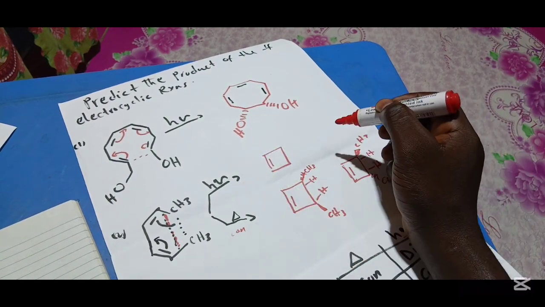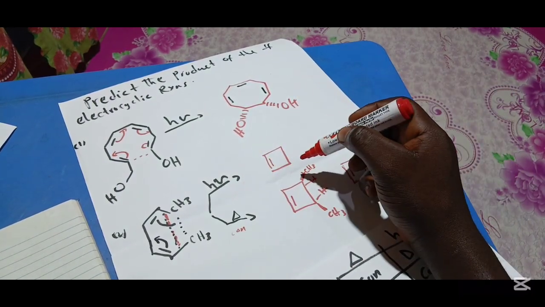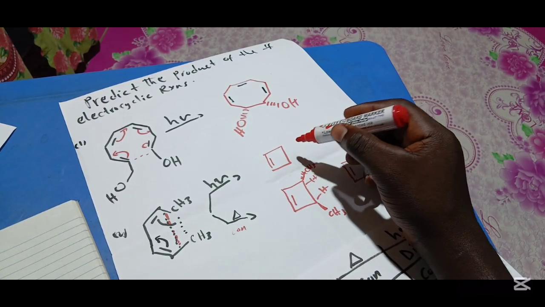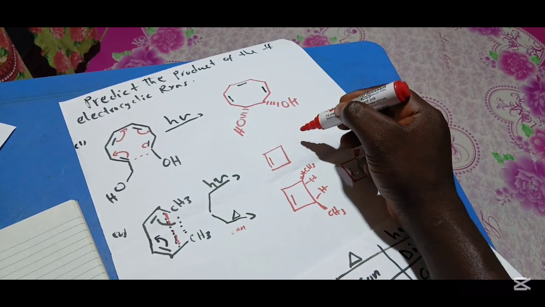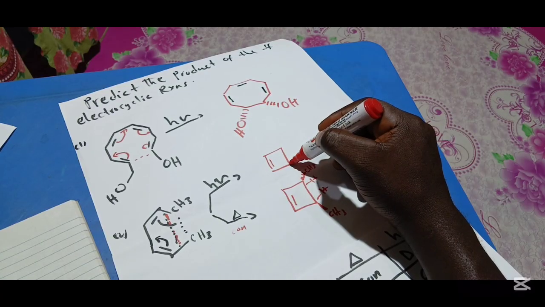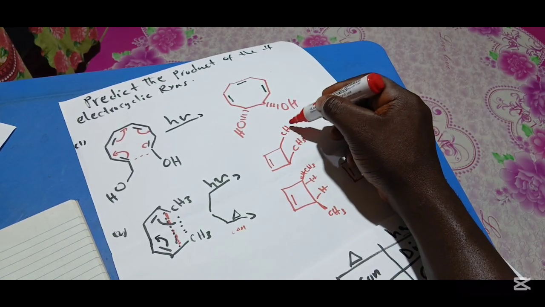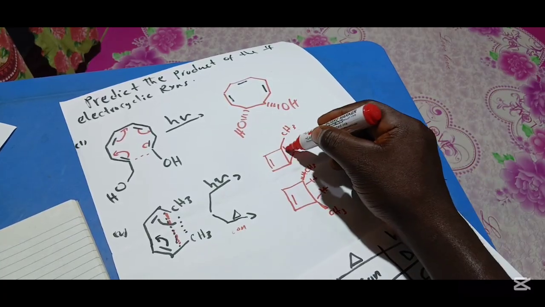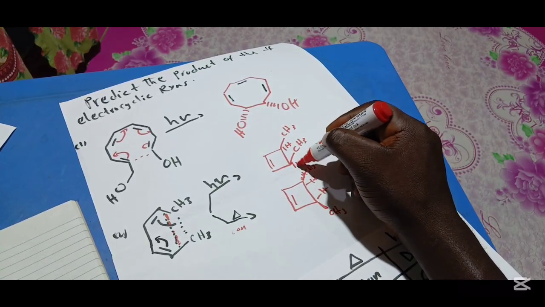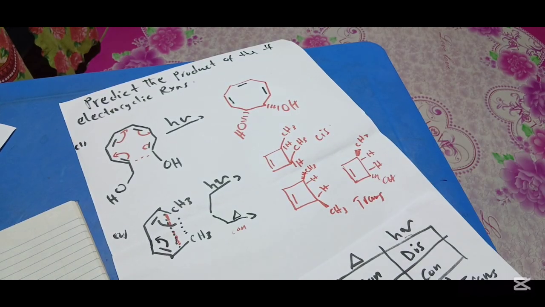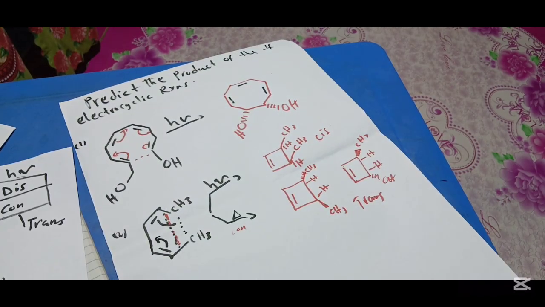And under photochemical condition, we are going to form the disrotatory. It's the disrotatory system. So we are going to get the cis product, right? Cis product meaning that the substituents are pointing the same way. So we have our hydrogen here and our hydrogen here. So that is cis and trans enantiomers.